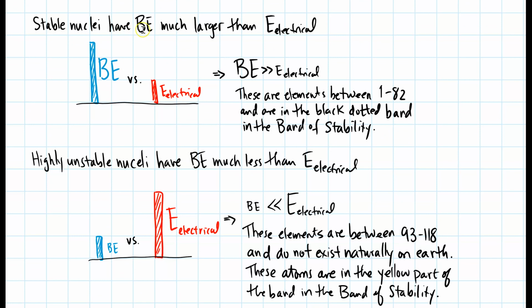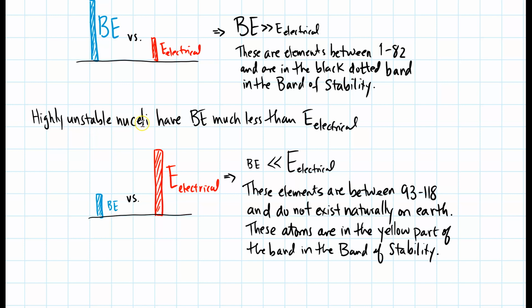Stable nuclei have binding energies much larger than the electrical repulsive energy. Picture-wise, the blue bar, binding energy, is much bigger than the electrical repulsive energy. These are the elements between 1 and 82, from hydrogen to lead, and these are in the black dotted band in the band of stability. That means one of these isotopes can last 10 times the age of the Earth.